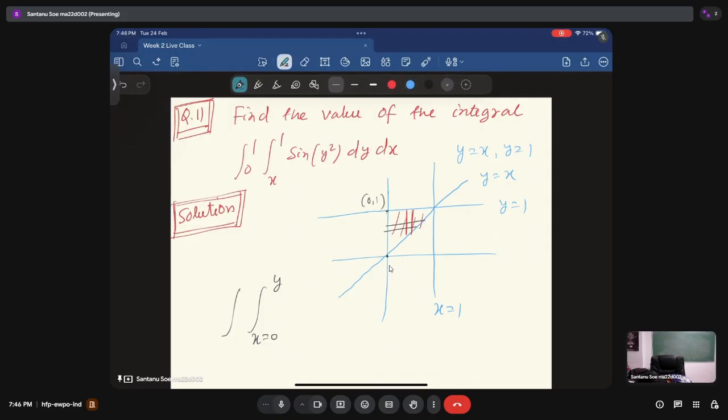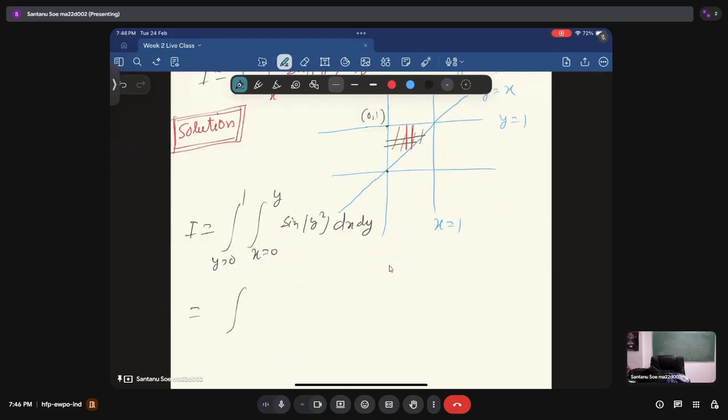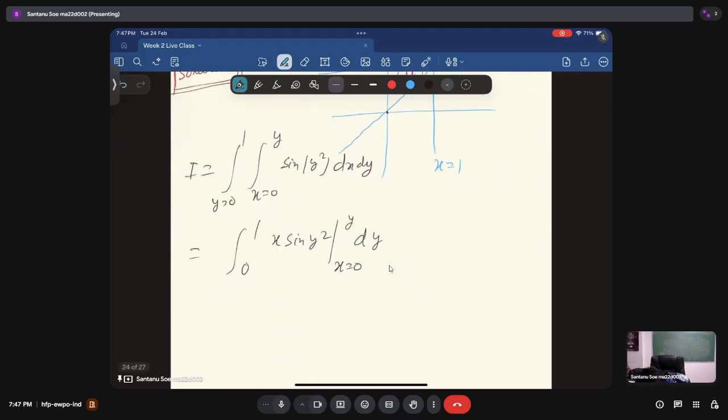So this is 0 comma 1. So y will vary from 0 to 1. This will be sine of y square dx dy. So let us call it as I. So this will be our I. So this is just integral 0 to 1 sine of y square, x equals to 0 to y, and then dy. So this is y equals to 0 to 1. So this will be y sine y square dy.